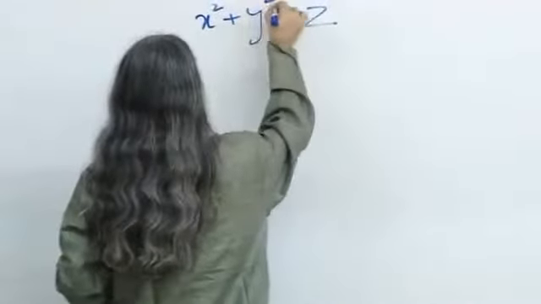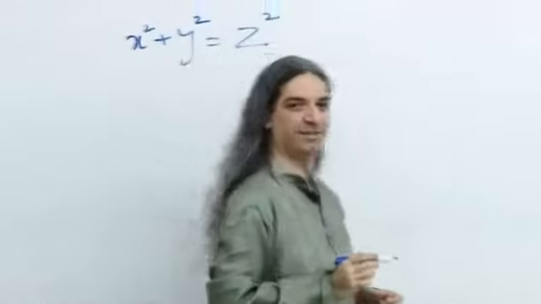Huh? 2 plus 2, 4. You have, right, millions and zillions of solutions, right? Okay, so let's make it a little complicated. X squared plus y squared equal to z squared.